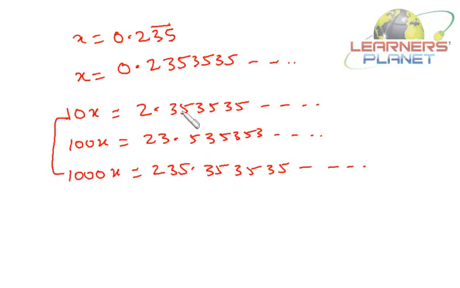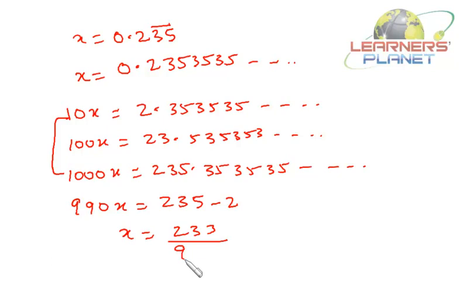The series after the decimal in both these cases is the same. So let me deduct 10x from 1000x. What I'll be getting is 990x, and that is 235 minus 2. And the series after the decimal will get cancelled. So x is equal to 235 minus 2, which is 233, by 990. It's very simple, friends. Okay, let's do one more problem.